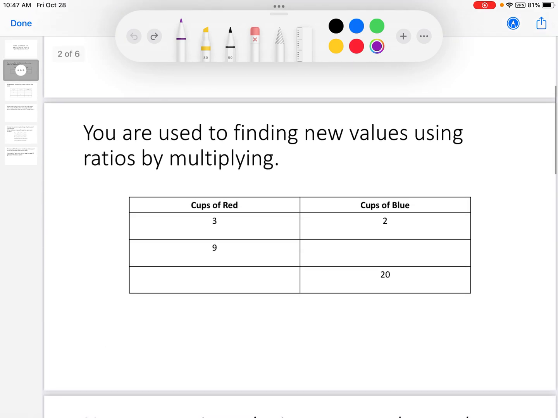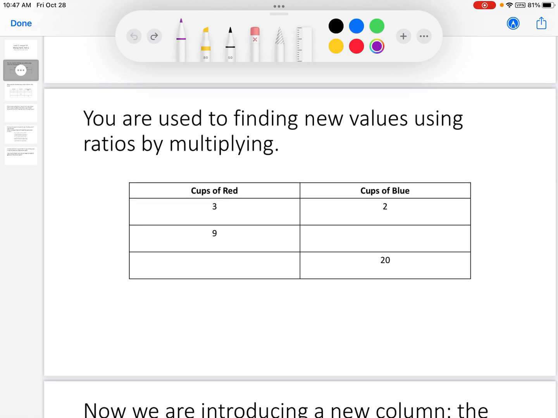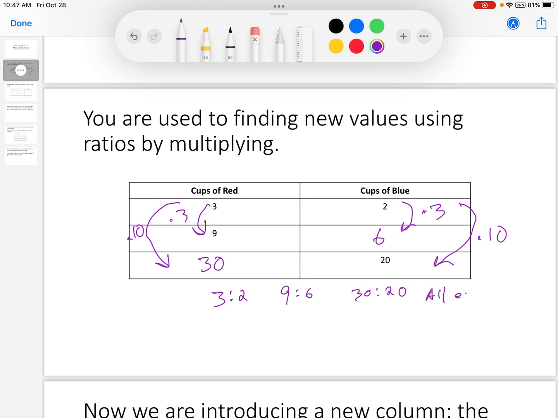All right. So you are used to finding new values using ratios by multiplying. For example, 3 times 3 is 9, so 2 times 3 is 6. And then 2 times 10 is 20, so 3 times 10 is 30. Therefore, it would be 9 cups of red and 6 cups of blue, or 30 cups of red and 20 cups of blue. And all three of these ratios are equivalent: 3 to 2, 9 to 6, and 30 to 20 are all equivalent.